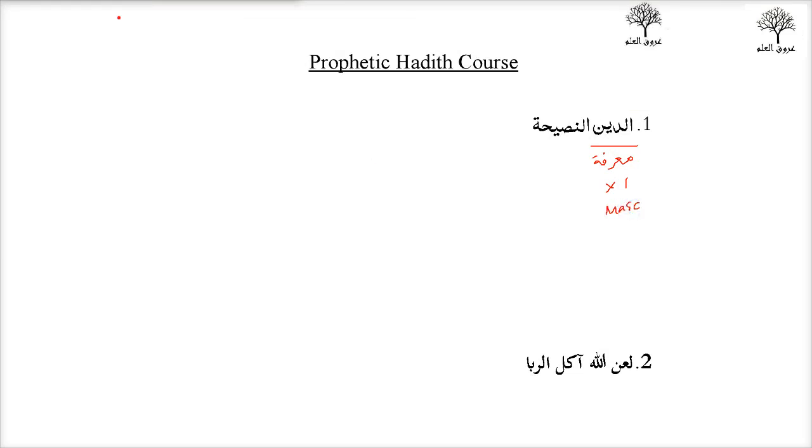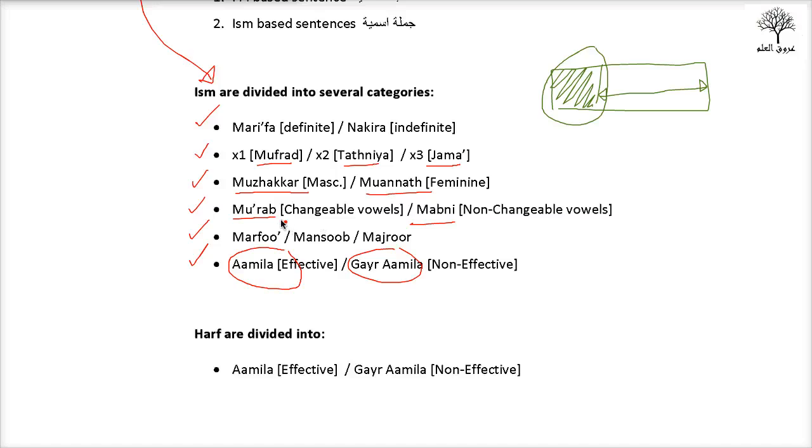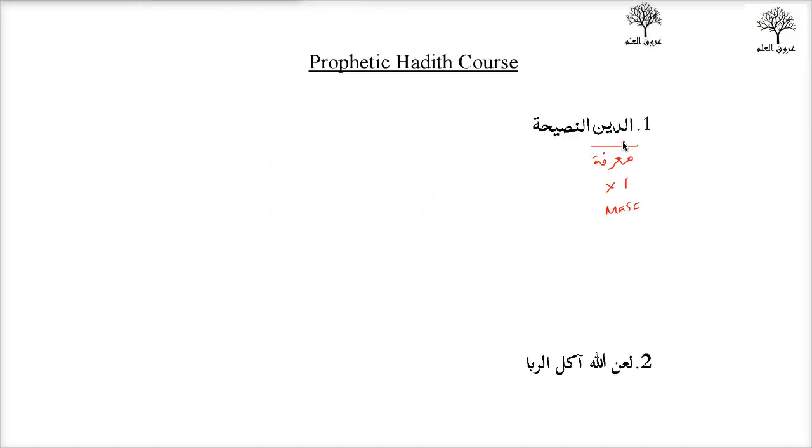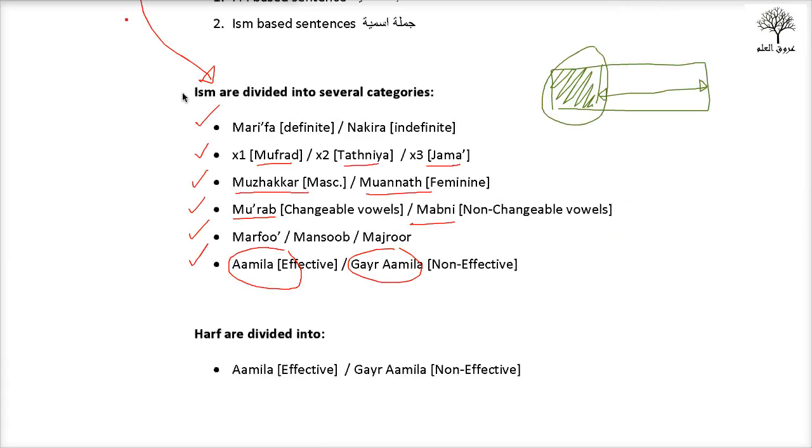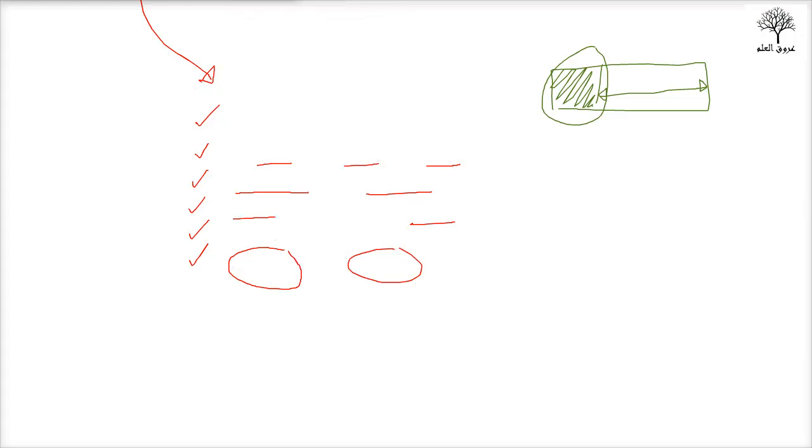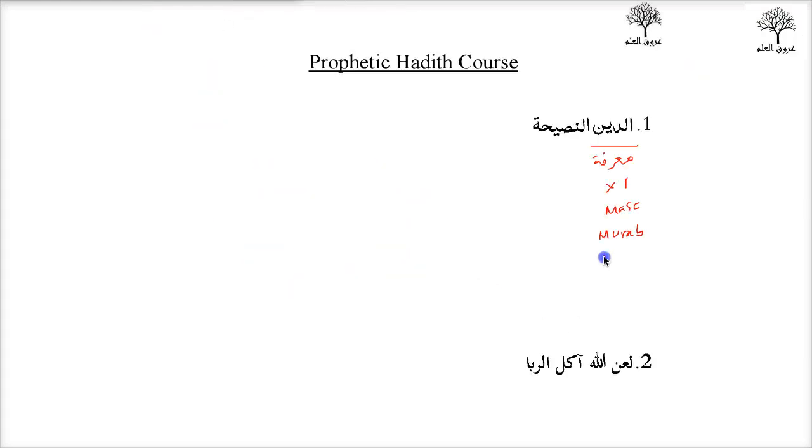Very good. Number 4, is it mu'rab or is it mabni? I.e., is deen a word in the Arabic language whose vowels are changeable or non-changeable? So we say it's mu'rab. It's a word whose vowels can change. Next, is it marfu, is it mansub or majroor? In this case, it's marfu.